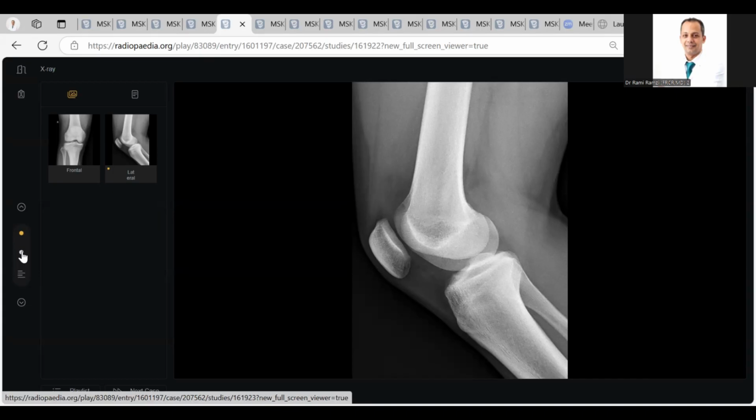Before referring, what will you do next in your department? The orthogonal view. No, this is orthogonal view.